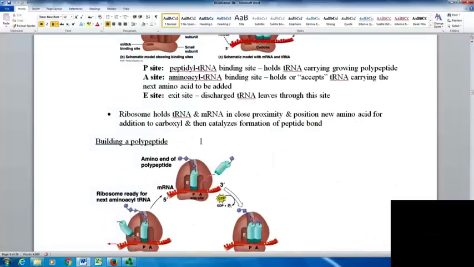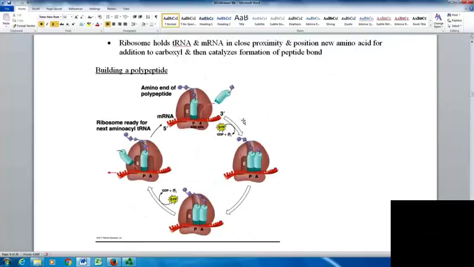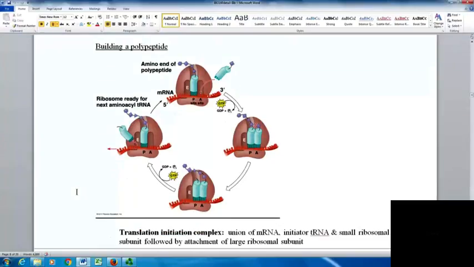So your ribosome holds the tRNA and the mRNA in close proximity and position so that a new amino acid can be added to the carboxyl and then catalyze the formation of the polypeptide bond. So as this comes in, they're held in close proximity. You're going to form this polypeptide bond. This slides in. The tRNA is ejected to go out and be recycled.